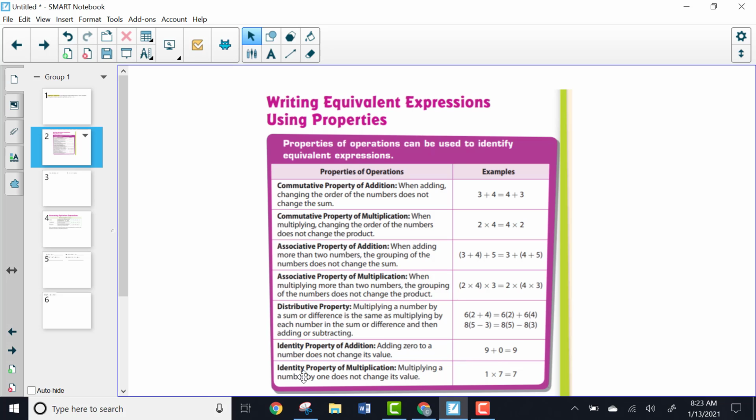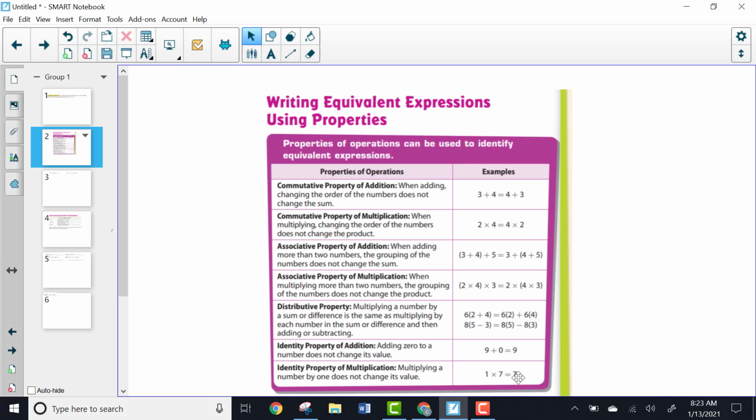All right. And then the identity property of multiplication: multiplying any number by 1 does not change its value. So think about it again. The 7 does not lose its identity when you multiply it by the 1. So 1 times 7 equals 7.